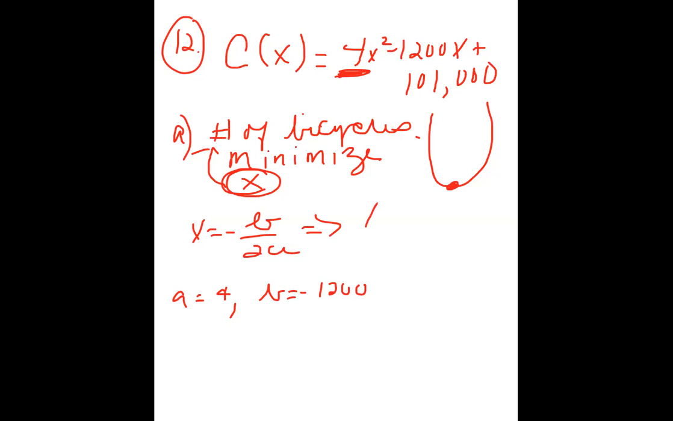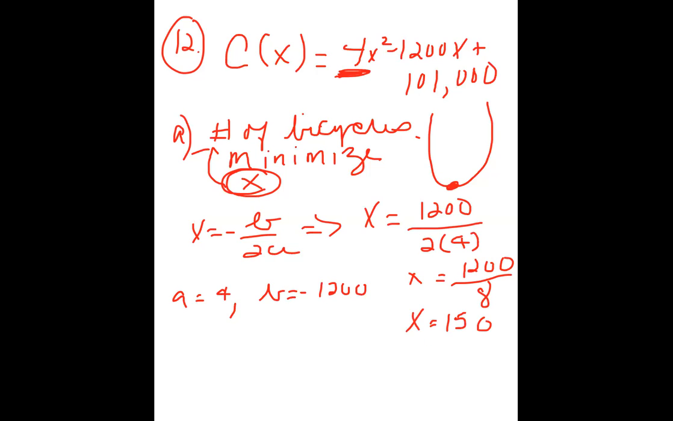So we're going to go into the formula. We're going to do the opposite of b. It's the negative 1200. It will become positive 1200. And we're going to divide it by 2 times a. So 1200, we're going to divide it by 8. Now, what's 1200 divided by 8, guys? Let me go ahead and throw this into a calculator. 1200 divided by 8 gives me 150. So 150 is part A. You have to produce 150 bicycles to minimize the cost. Okay, that's the answer to part A.